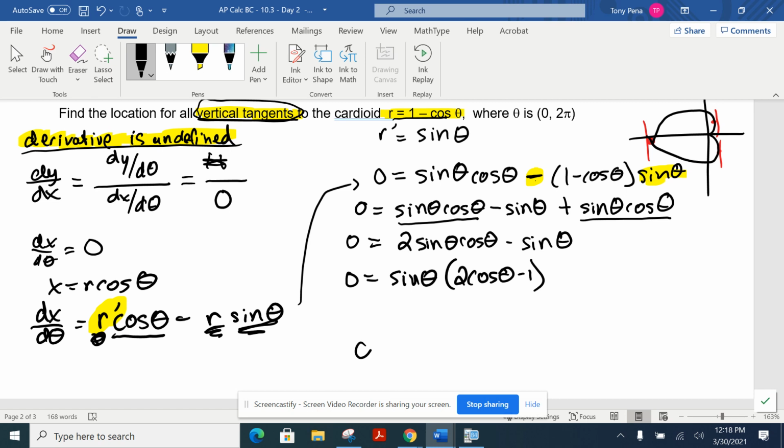You don't necessarily need to copy this next step down, but this is really nothing more than some zero product property stuff, right? Like when does x equal 0? That's one solution. When does x minus 4 equal 0? That's another solution. We're just doing that now with trig functions. So one of our solutions should be when the sine of theta is equal to 0. And then our other solution should be when 2 cosine of theta minus 1 equals 0.